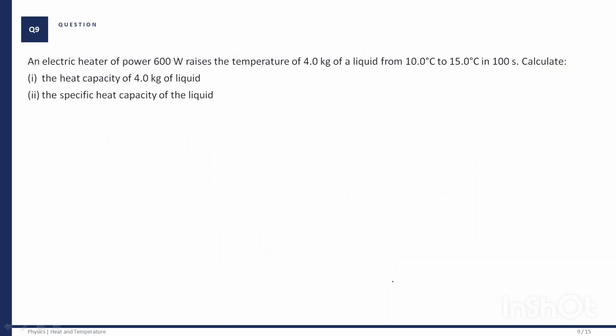An electric heater of power 600 watt raises the temperature of 4 kg of a liquid from 10 degrees Celsius to 15 degrees Celsius in 100 seconds. Calculate the heat capacity of 4 kg of liquid and the specific heat capacity of the liquid. Given in the question is power P, mass of the liquid M, initial temperature, final temperature, time.